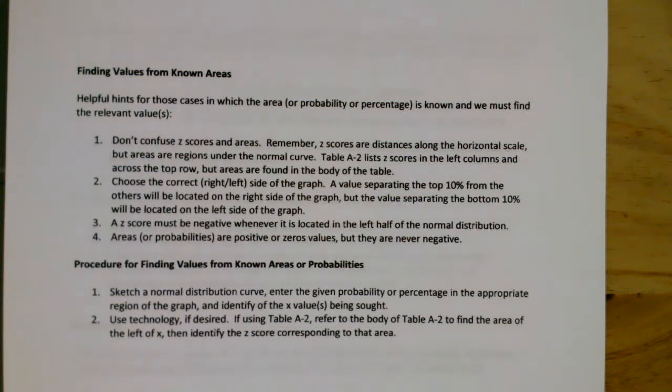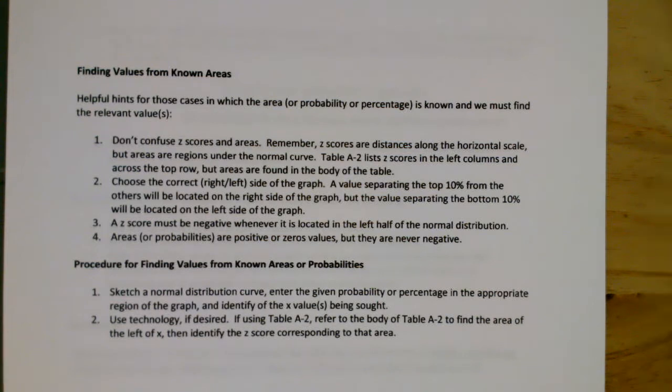Do not confuse z-scores and areas. Keep in mind the z-scores are the distance along the horizontal scale, but areas are just regions under the normal curve. And table A-2 lists z-scores in the left column and across the top row, but areas are found in the body of the table. Keep that in mind. And number two, you want to choose the correct right or left side of the graph. A value separating the top 10% from the others will be located on the right side of the graph, but the value separating the bottom 10% will be located on the left side of the graph.